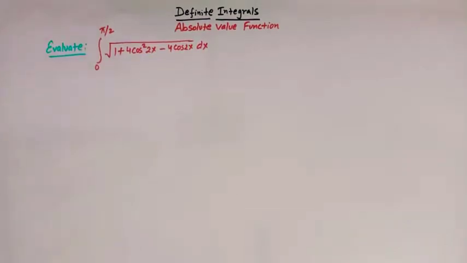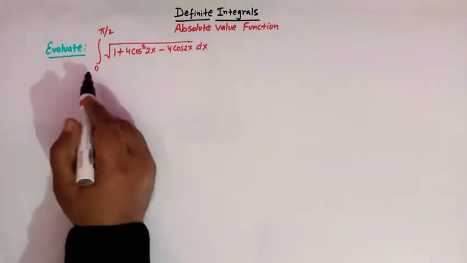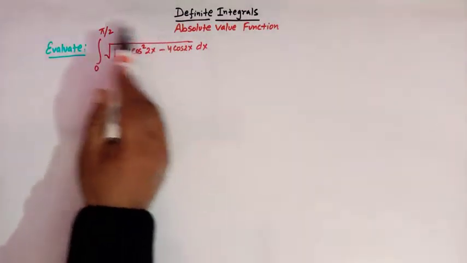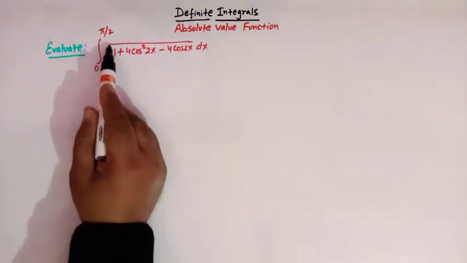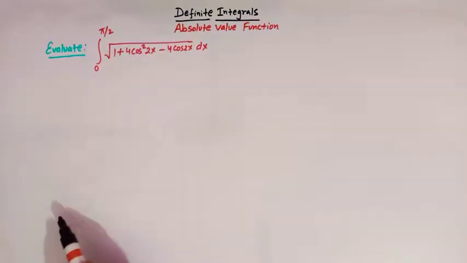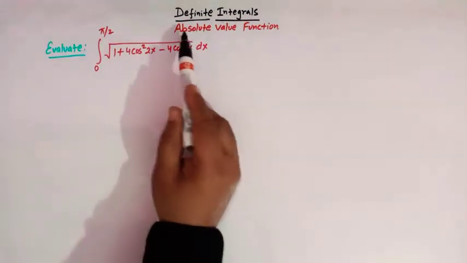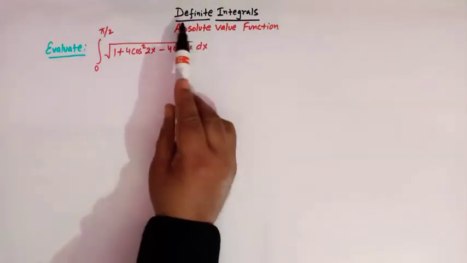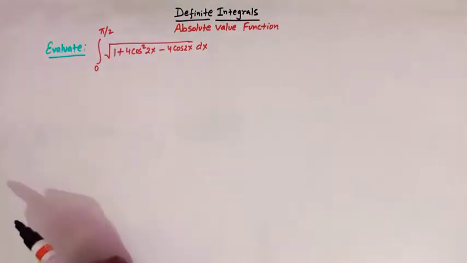Hello viewers, in today's class we are going to solve yet another important problem from definite integrals. Here we have to solve this integral from 0 to pi by 2 of the square root of 1 plus 4 cos square 2x minus 4 cos 2x dx. So here we have the definite integral of an absolute value function.